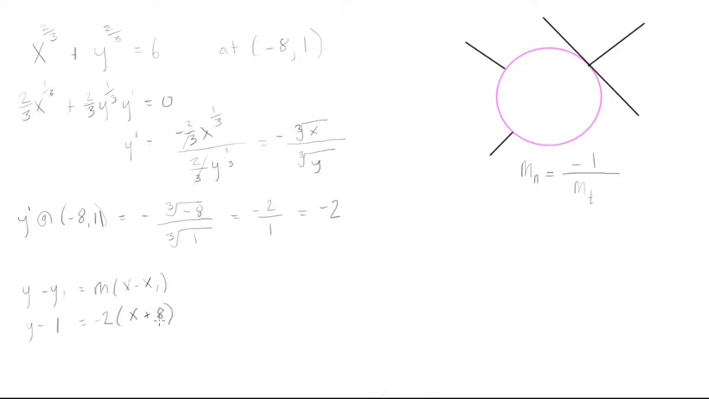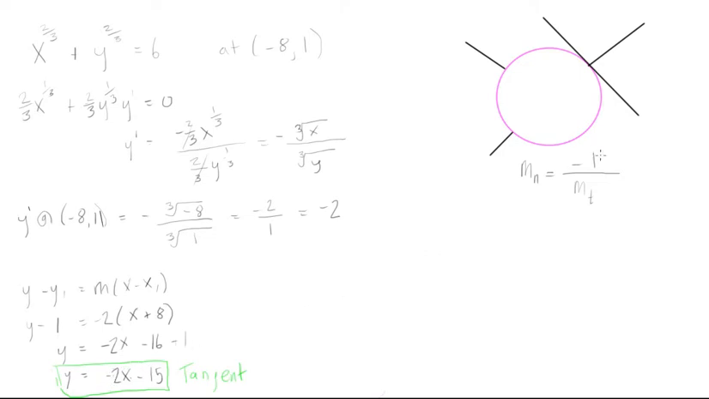Alright, so now let's rearrange a little bit and we can isolate for y. So we'll have y is equal to -2x minus 16 plus 1. So y is equal to -2x minus 15, just to not confuse anyone. This here, sorry, this is the tangent. Right, so its y-intercept is minus 15 and its slope is -2.